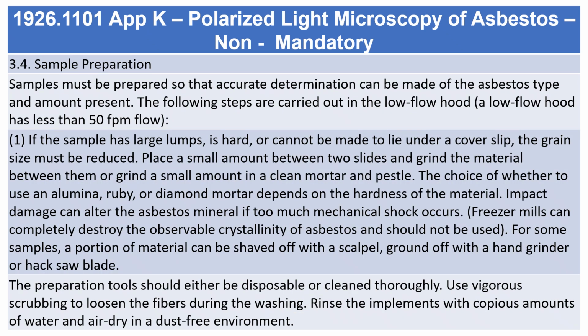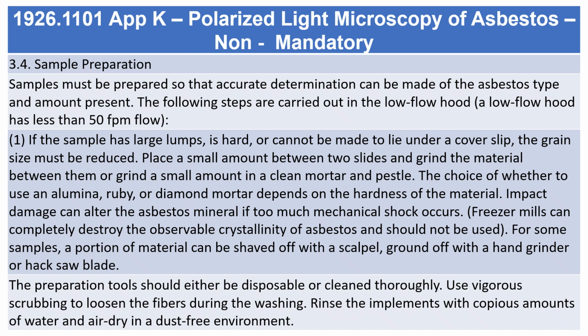3.4. Sample preparation. Samples must be prepared so that accurate determination can be made of the asbestos type and amount present. The following steps are carried out in the low-flow hood. A low-flow hood has less than 50 fpm flow. 1. If the sample has large lumps, is hard, or cannot be made to lie under a cover slip, the grain size must be reduced.